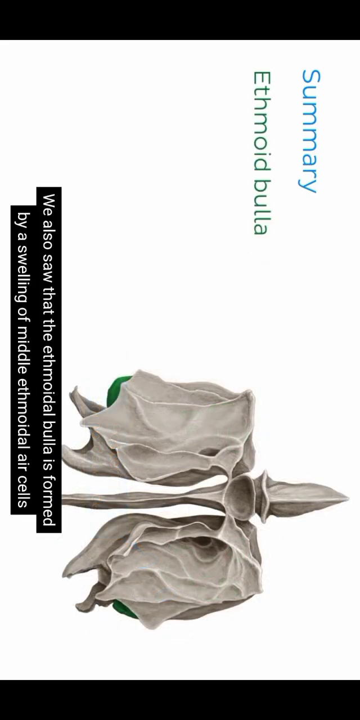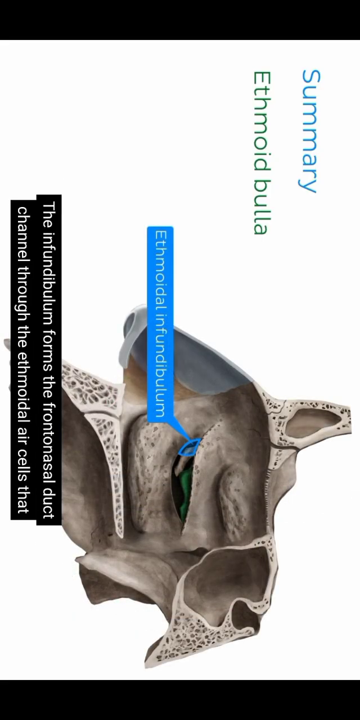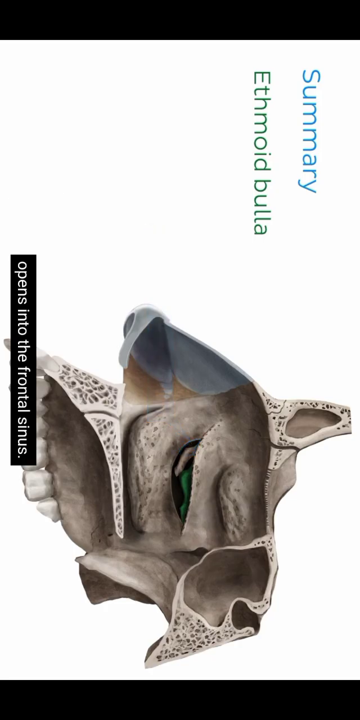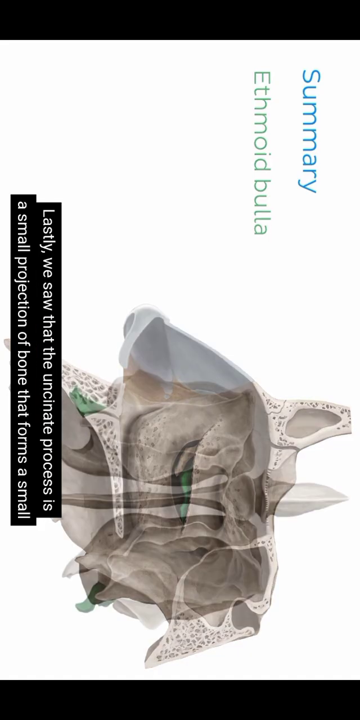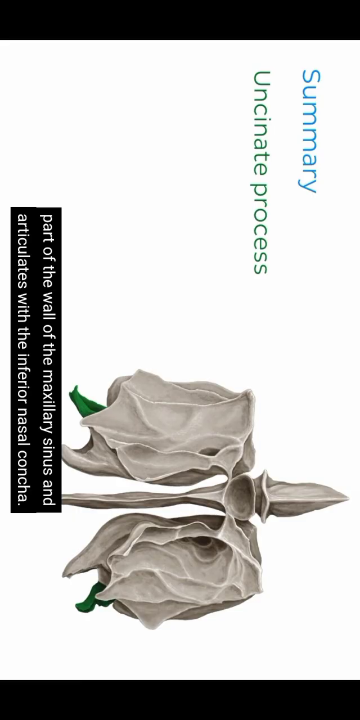We also saw that the ethmoidal bulla is formed by a swelling of middle ethmoidal air cells into the lateral wall of the nasal cavity. The groove extending anteriorly from the ethmoid bulla is called the ethmoidal infundibulum. The infundibulum forms the frontonasal duct, a channel through the ethmoidal air cells that opens into the frontal sinus. Lastly, we saw that the uncinate process is a small projection of bone that forms a small part of the wall of the maxillary sinus and articulates with the inferior nasal concha.